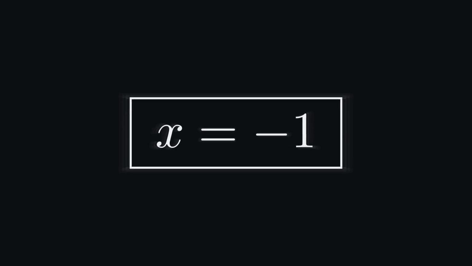Now, we will solve for x. This simplifies to x - 2x equals 1. This results in negative x equals 1. Thus, we find that x equals negative 1. So, the final answer is x equals negative 1.